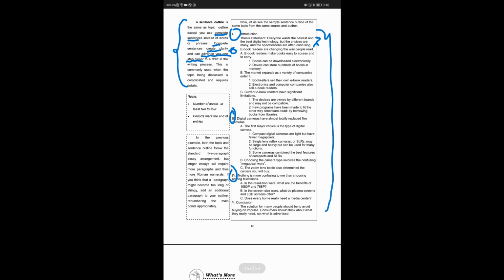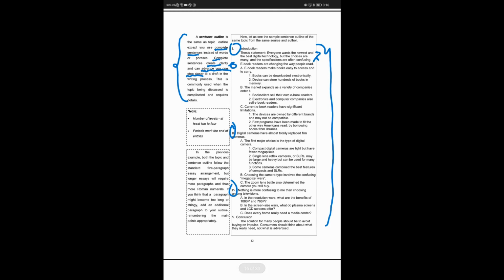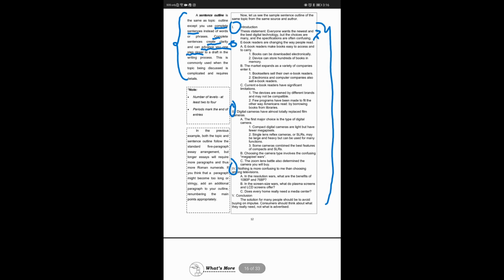Again, these are the same. The sentence and the topic outlines are the same. They only differ in what they use. The topic outline uses keywords and phrases only, while the sentence outline uses complete sentences. Okay?